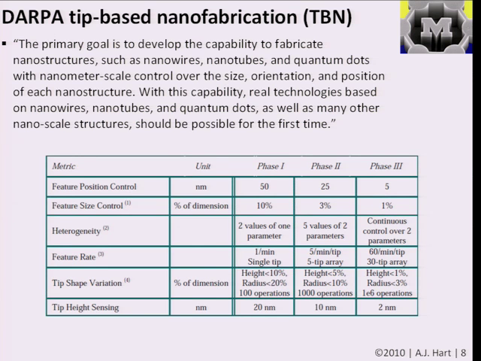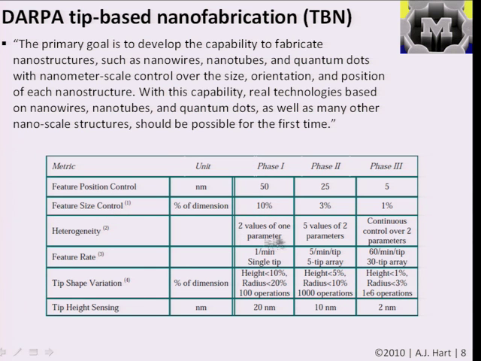And the way this program was conducted and is now running is they said that you have to, in your proposal, describe how you're going to meet specific quantitative metrics. If we look at just the first 4 rows here, they said they're going to give funding in a few phases. If you get funded for phase 1, you're going to have to demonstrate that you can control the position of features within an accuracy of 50 nanometers. You can control the size of those features within 10% of that dimension, so 50 plus or minus 5.